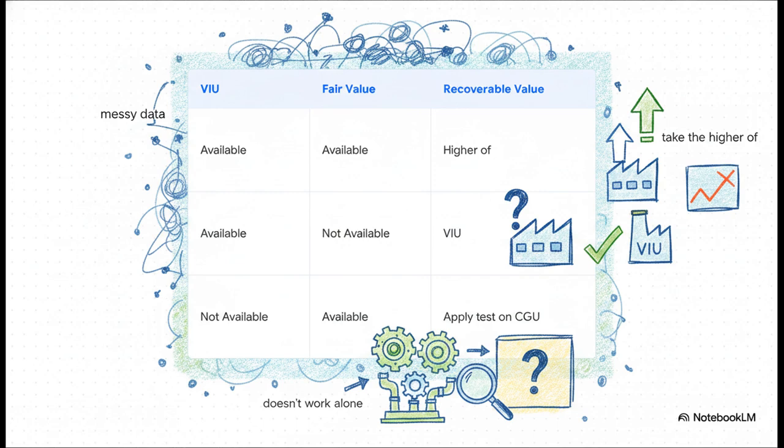But let's be real, data gets messy in the real world. What happens when you just don't have all the numbers? This matrix is kind of like your quick reference cheat sheet.